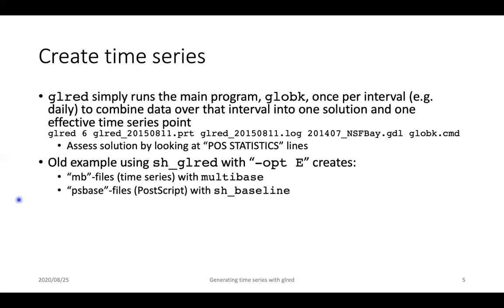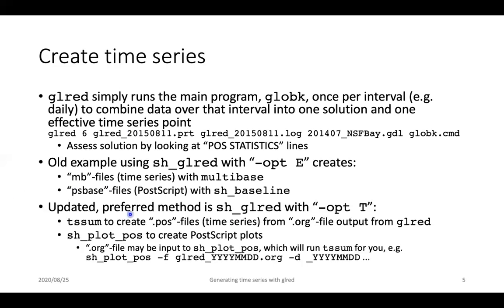So we created an updated format for time series, and this is invoked with the minus opt T option for shglred. This will now use a program called TSSum to create our new format of time series, the .pos files, from the output of glred, the .org file. And then we can use shplotpos to create the PostScript plots from those .pos files. And shplotpos will actually read the .org file directly. You don't have to run tssum first and then shplotpos on the pos files. You can actually just run shplotpos on the org file directly, and it will run tssum for you.